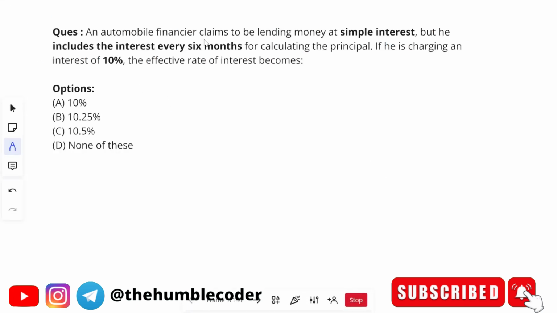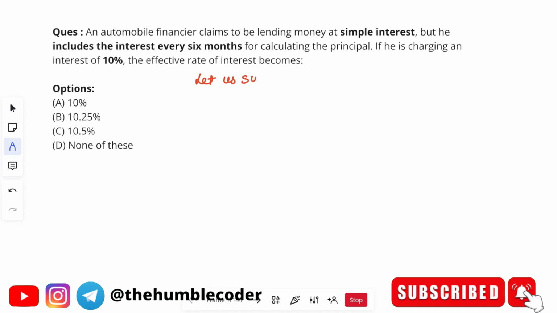An automobile financier claims to be lending money at simple interest, but he includes the interest every 6 months for calculating the principal. If he is charging an interest of 10%, the effective rate of interest becomes what? Okay, so this is again an easy question, but you have to be attentive while solving it. First of all, let us consider that the principal amount is 100.